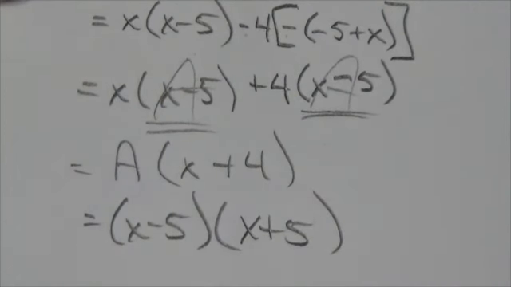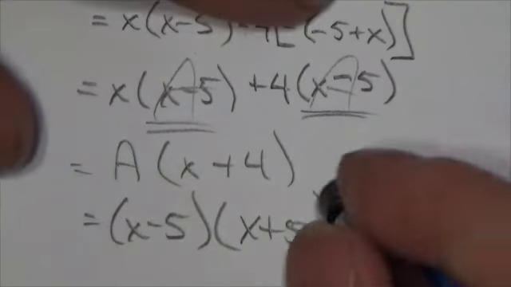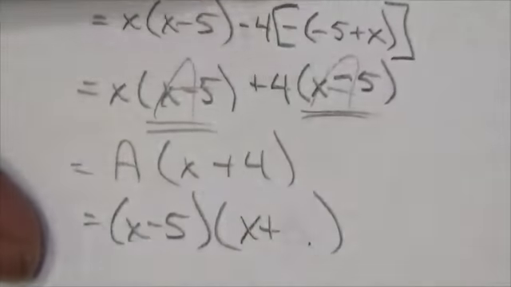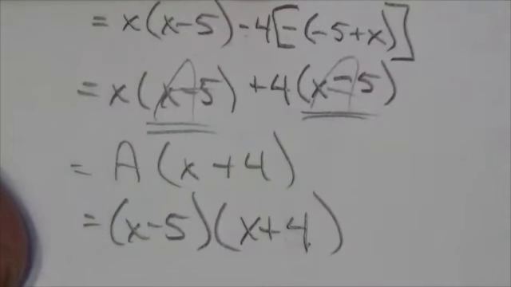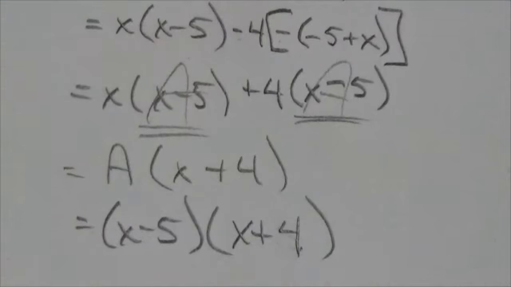And so that's what this expression should look like when it's factored. X minus 5. Oh, sorry, I just looked at it on the screen there and realized I'm missing my 4. X minus 5 times x plus 4. That's what we're looking for there.